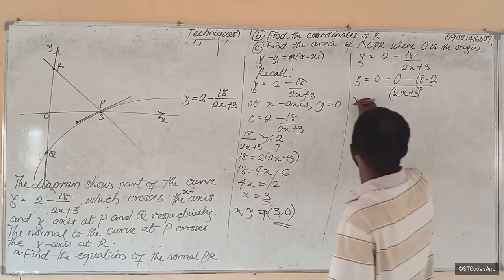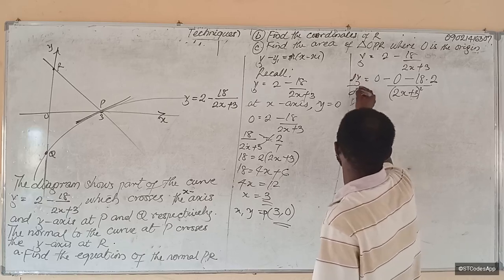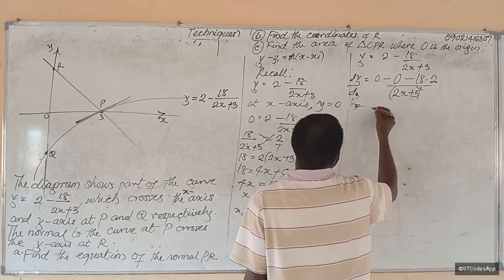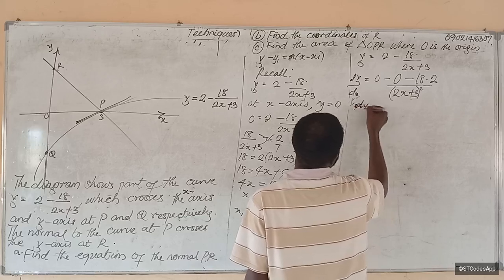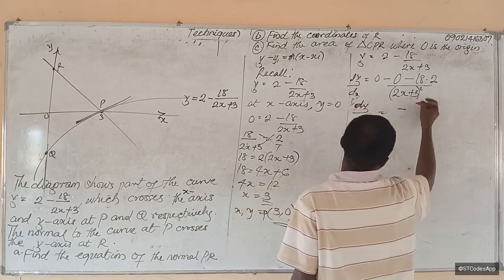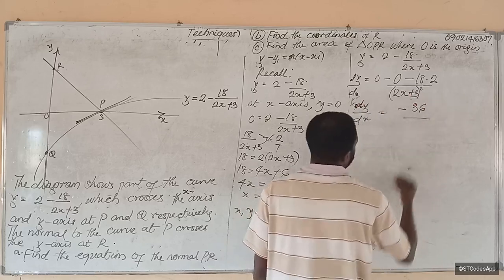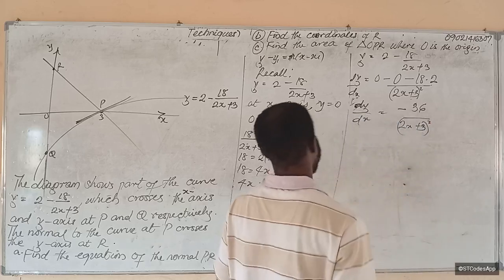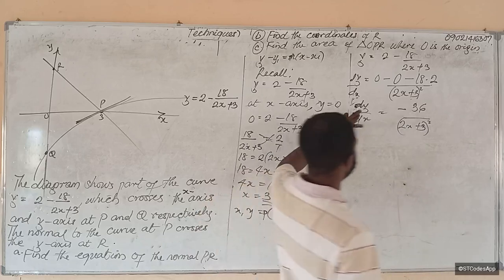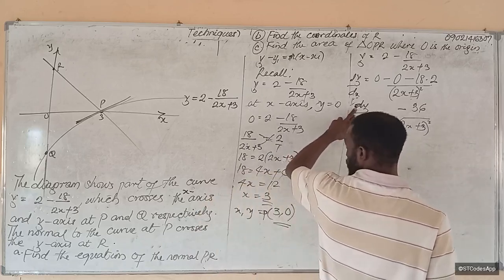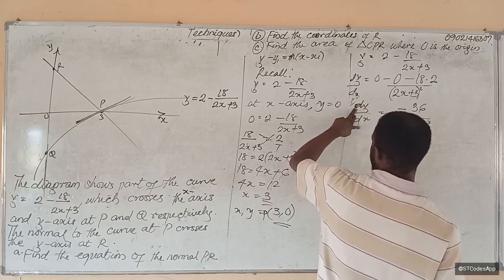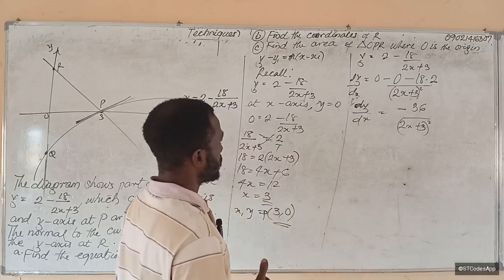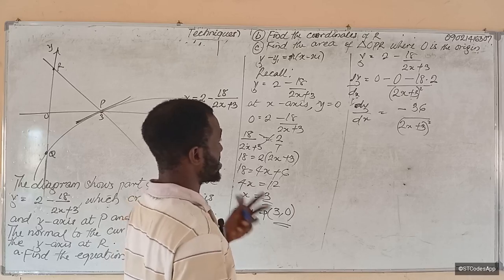Right? So you have dy/dx now, which will be equal to 0 minus 0, that's 0. So dy/dx will be equal to minus 36 over (2x + 3) all squared. Alright, so what do we do? This is our dy/dx. Now, what are we looking for? We're looking for the gradient.